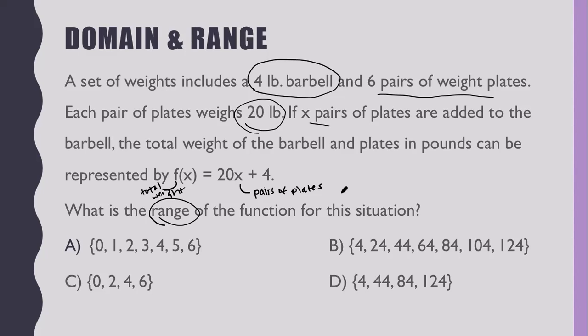24. And then if I add another pair, how much are the bar plus the weights? 44. And then if I add another 20, 64. So what would be the answer? B. Okay.